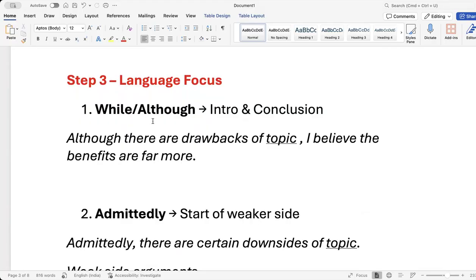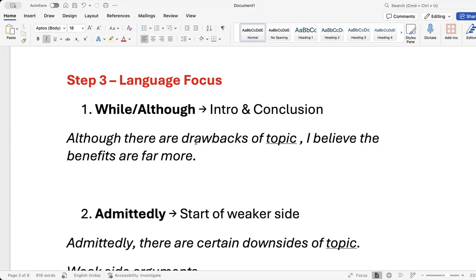Okay. While, अब कैसे use करते हैं? Now I want to teach you. So while in Hindi or Punjabi means halanke, that's what I understand. So I write, although there are certain drawbacks or although there are drawbacks of the topic, I believe the benefits are far more. So what I'm trying to say, हालांकि थोड़े बहुत नुकसान है, मुझे लगता है the benefits are far more. That's what I'm doing in Hindi. Now let me explain. Though there are certain drawbacks, I believe the benefits are far more.